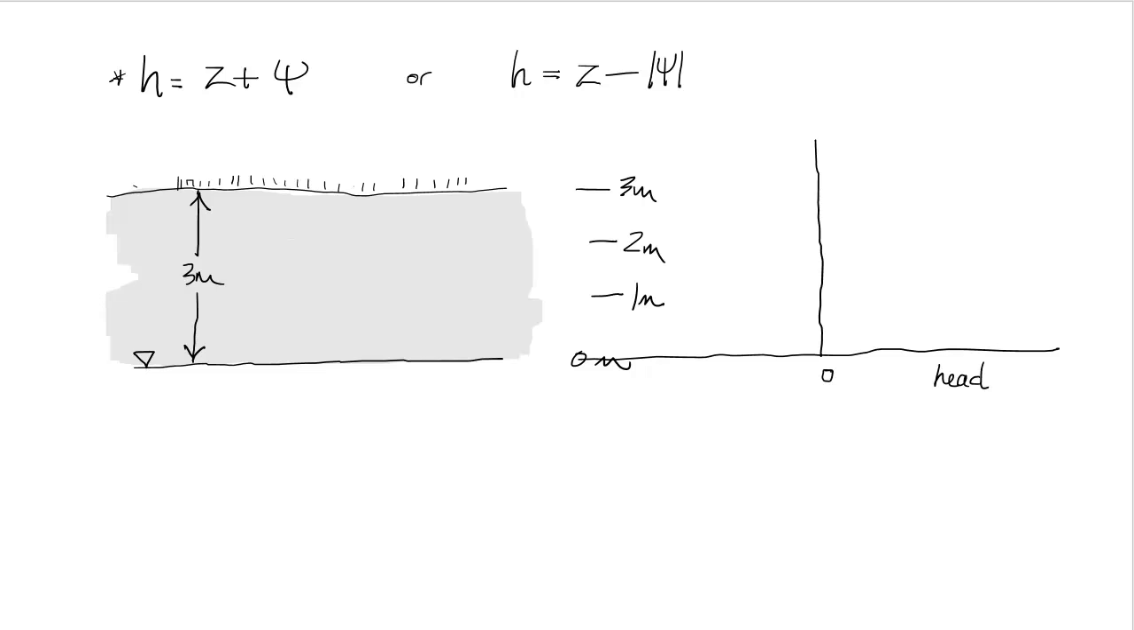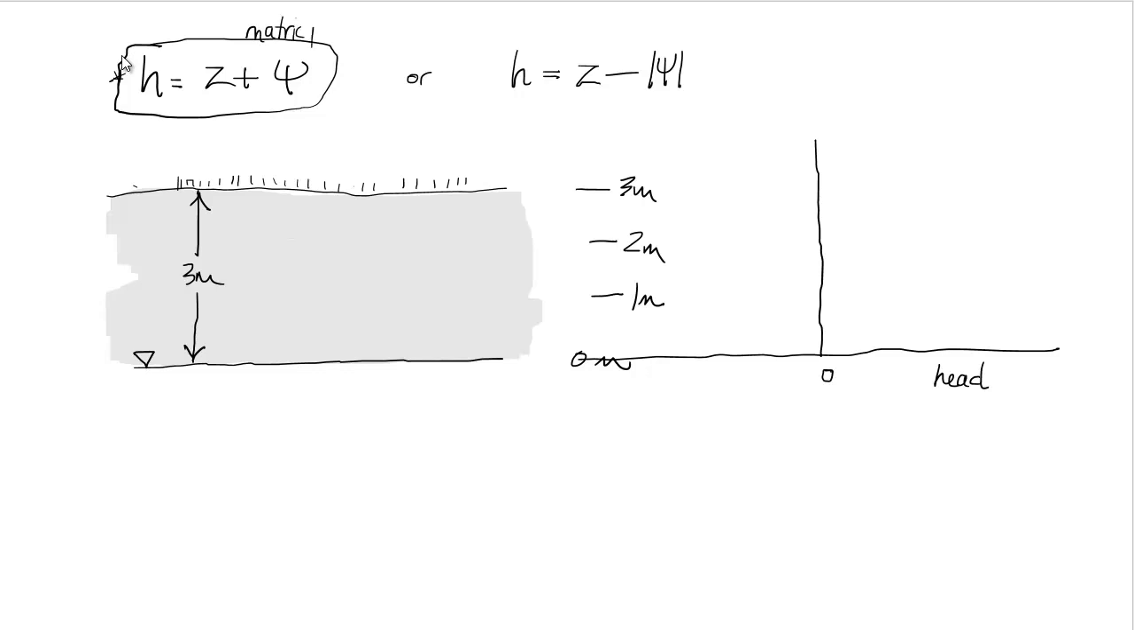I want to talk about the distribution of moisture content in the unsaturated zone under both hydrostatic and non-hydrostatic conditions. So there's a few things you first need to be really on top of. The first is that to define head in the unsaturated zone, we use this equation here, that the head is defined as the elevation above some datum plus psi, where psi is the matric potential.